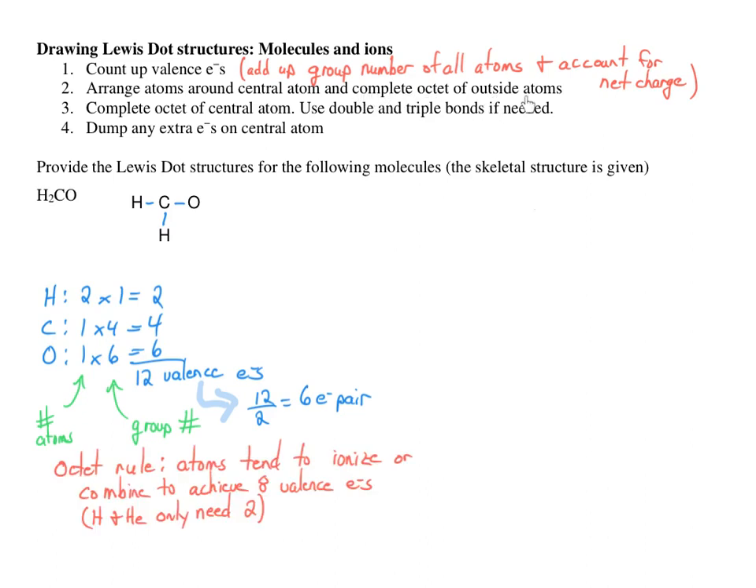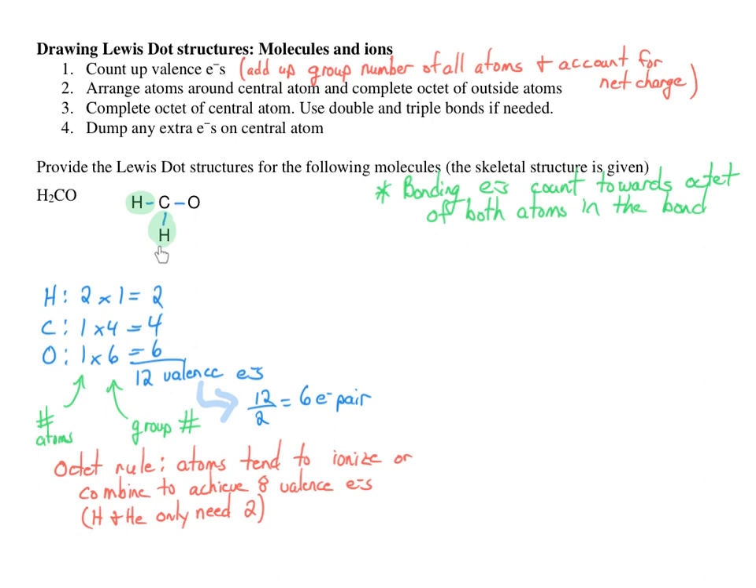Next, we want to complete the octet of the outside atoms. We'll remind ourselves of the octet rule, is that atoms tend to ionize or combine to achieve 8 valence electrons, and also remind ourselves that hydrogen and helium follow the octet rule, but they only need 2 electrons to complete their, quote, octet, unquote. A bond is a pair of shared electrons, and a key result of a bond forming is that these bonding electrons count towards the octet of both of the atoms that are involved in the bond.